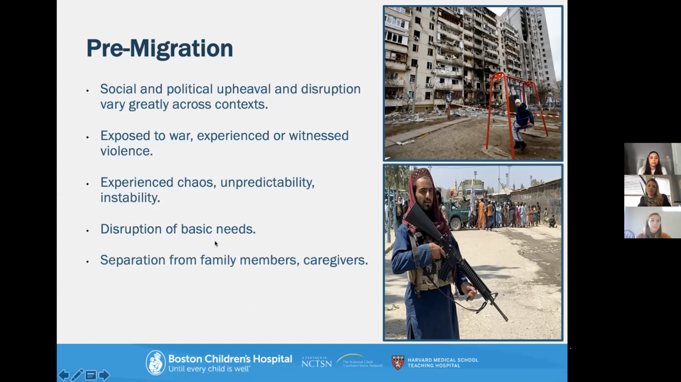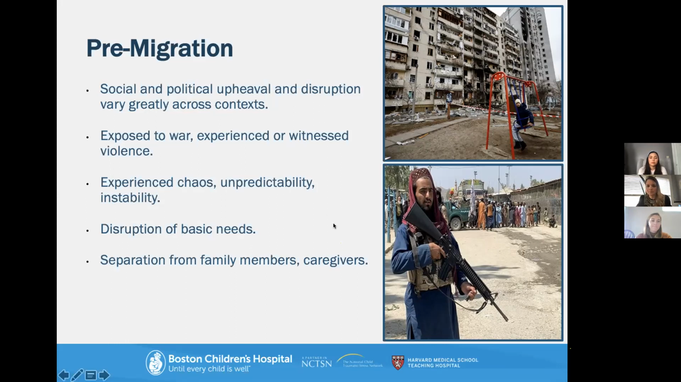And finally, and most importantly, as you can imagine, in this chaos and unpredictability, it's not uncommon to be separated from loved ones and family. It's not uncommon for families to have to choose who leaves when and with who and how many can leave. And it's not uncommon for individuals to lose loved ones during all of the disruption and upheaval that's happening in their communities.